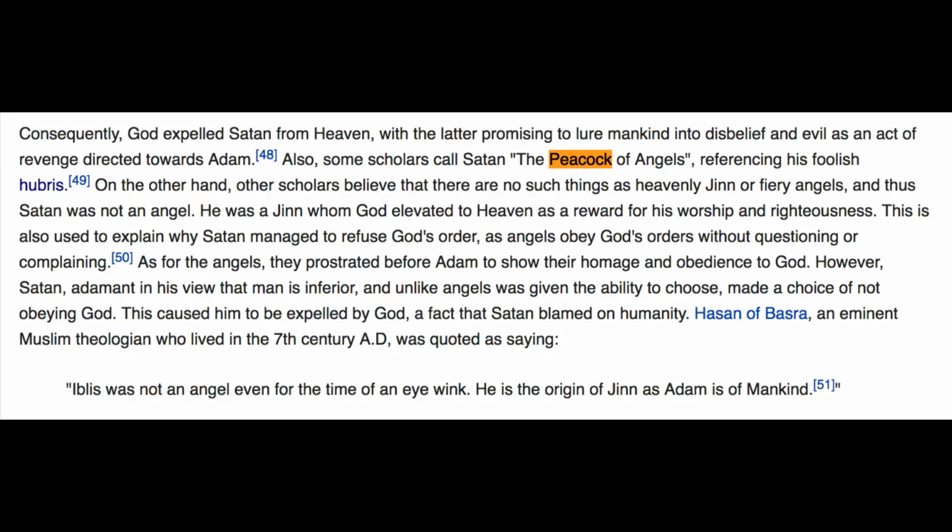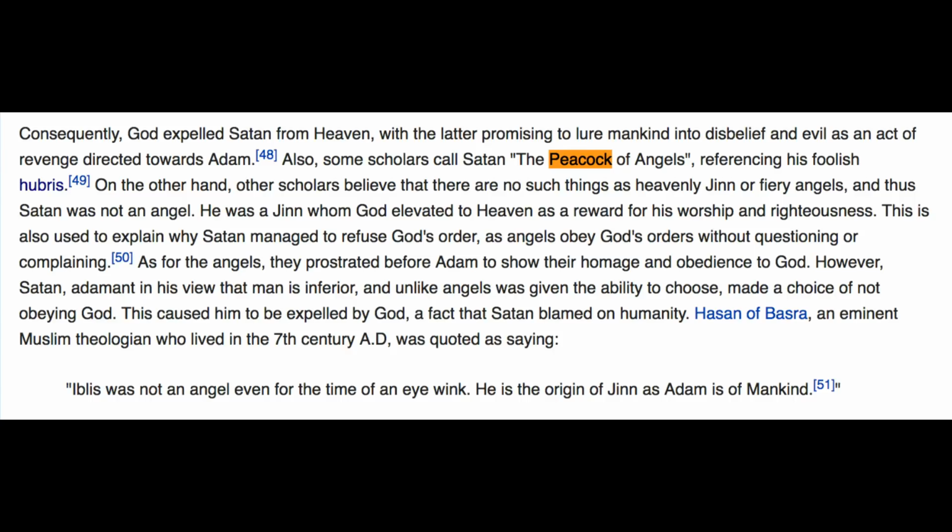As for the angels, they prostrated before Adam to show their homage and obedience to God. However, Satan, adamant in his view that man is inferior and unlike angels, was given the ability to choose, and made a choice of not obeying God. This caused him to be expelled by God, a fact that Satan blamed on humanity.